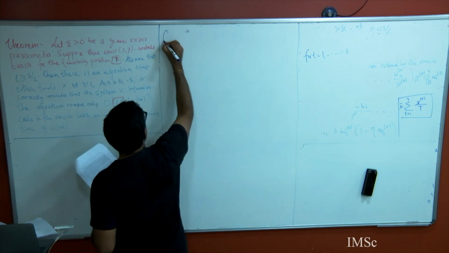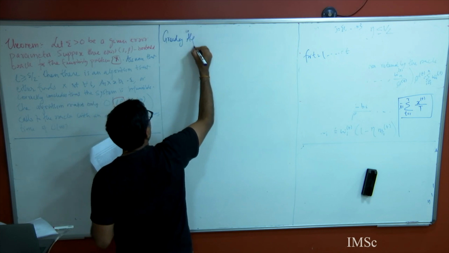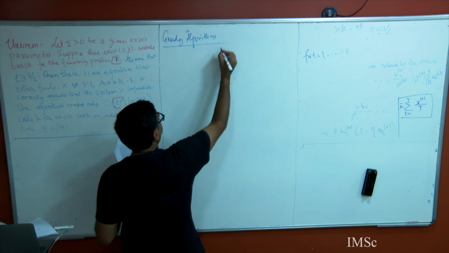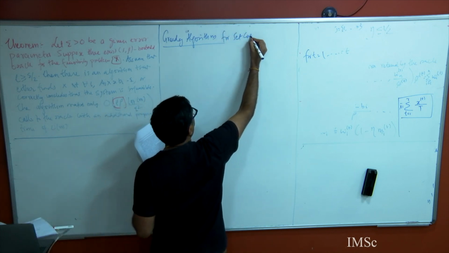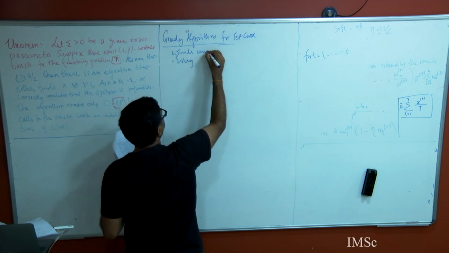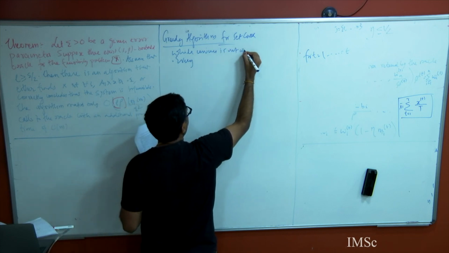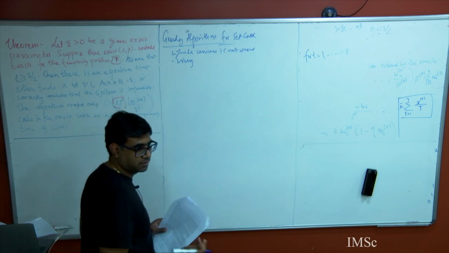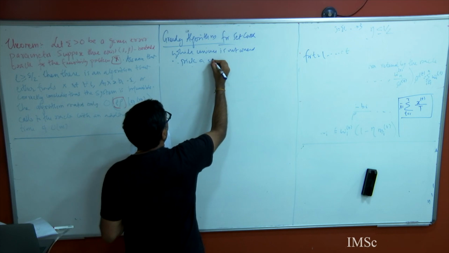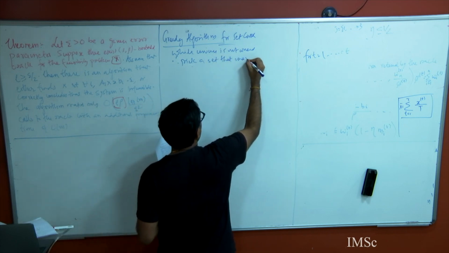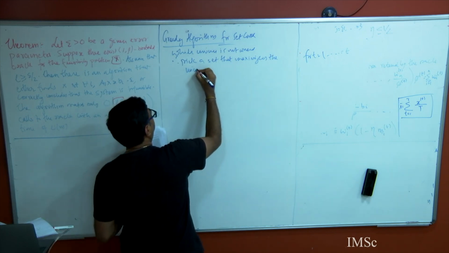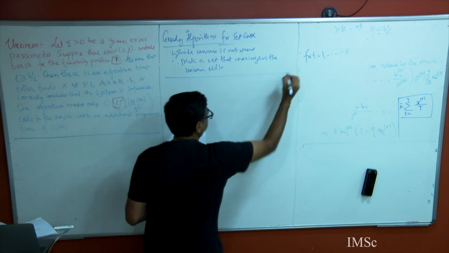So what is a greedy algorithm? What is a greedy algorithm for unweighted set cover? Okay, while the universe is not covered, pick a set that maximizes the uncovered elements. That's it. This is the end of it.